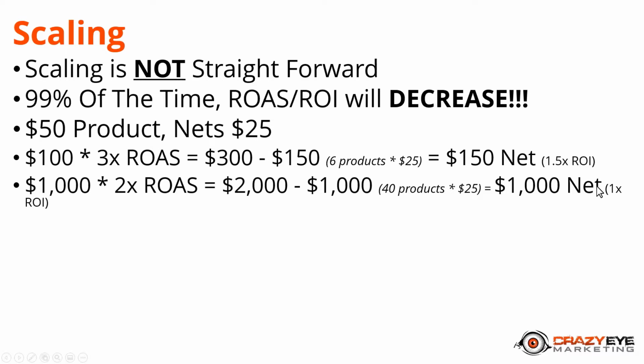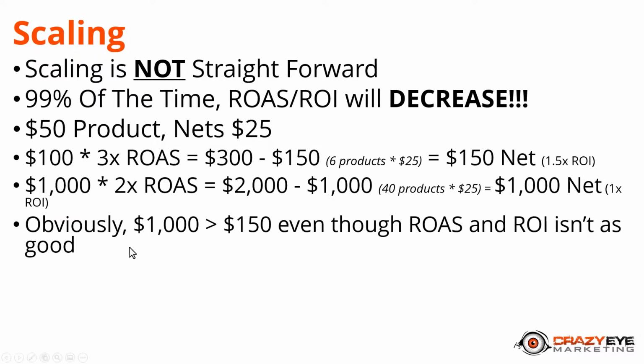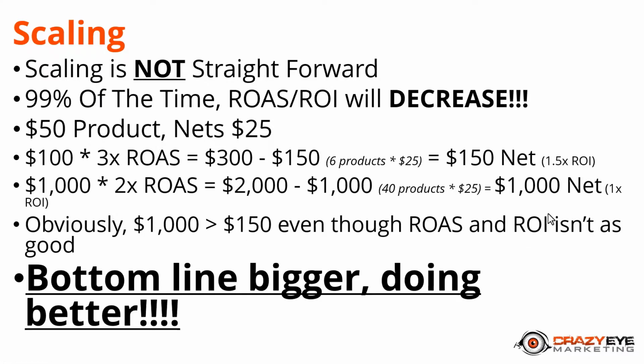And a lot of people start to freak out and panic and they're like, oh my gosh, my scaling's not working. My return on ad spend and my ROI is going down. The sky's falling, blah, blah, blah. But obviously $1,000 is greater than $150, even though return on ad spend and ROI isn't as good. So again, return on ad spend and ROI is not as good. However, $1,000 is greater than $150 no matter which way you look at it, even though ROAS and ROI are down. So when it comes to scaling, if your bottom line is bigger, you are doing better.